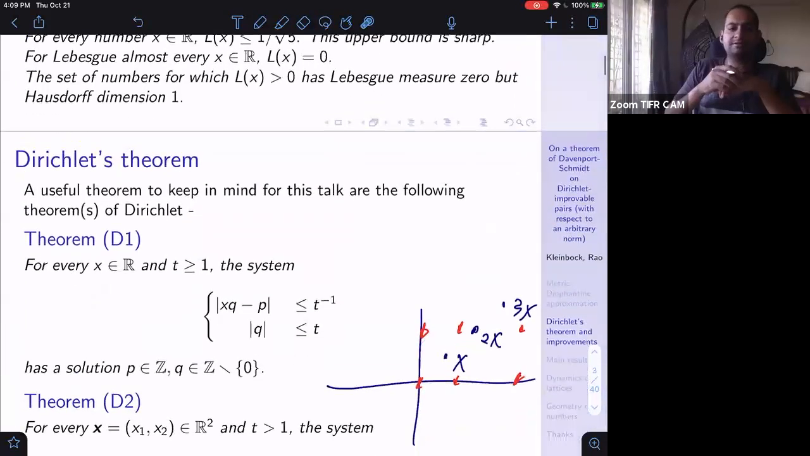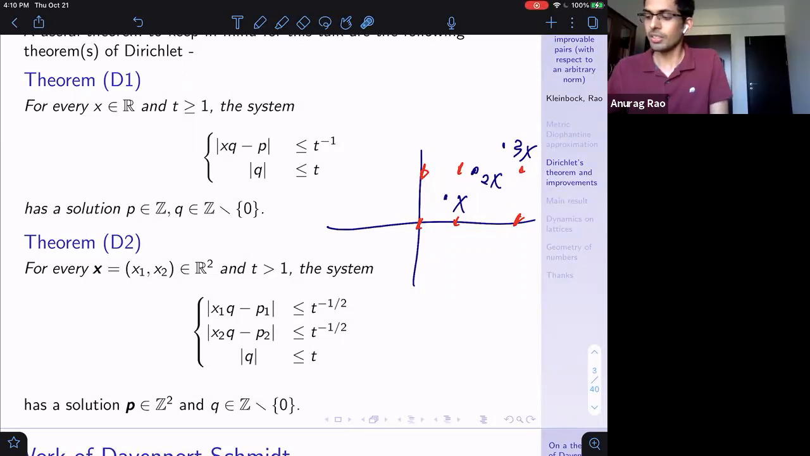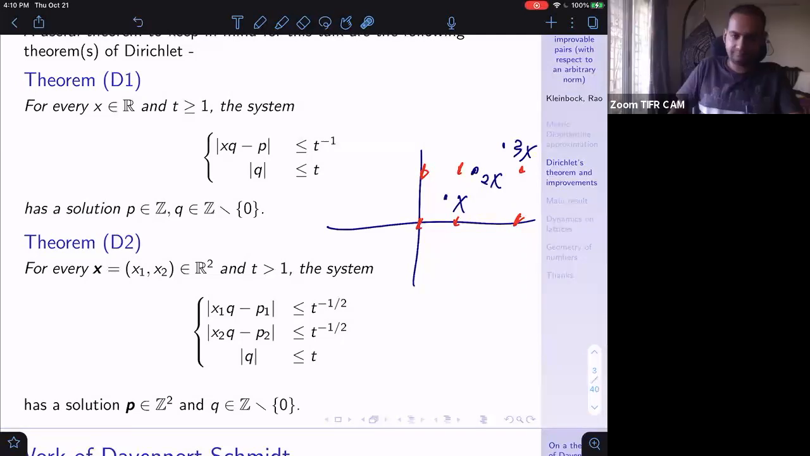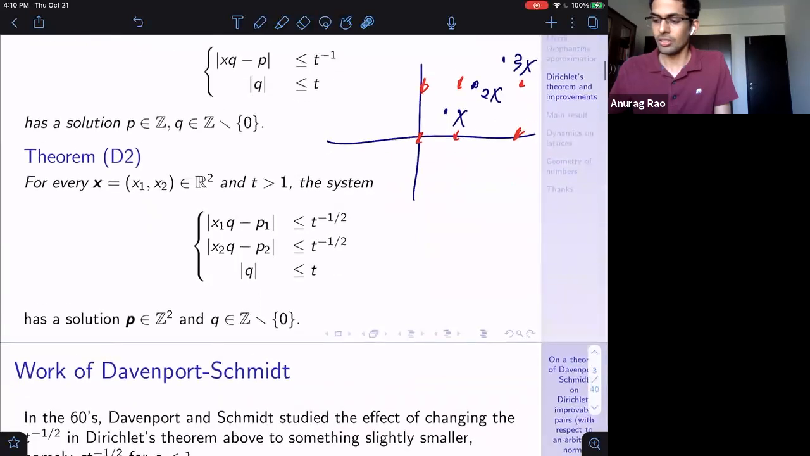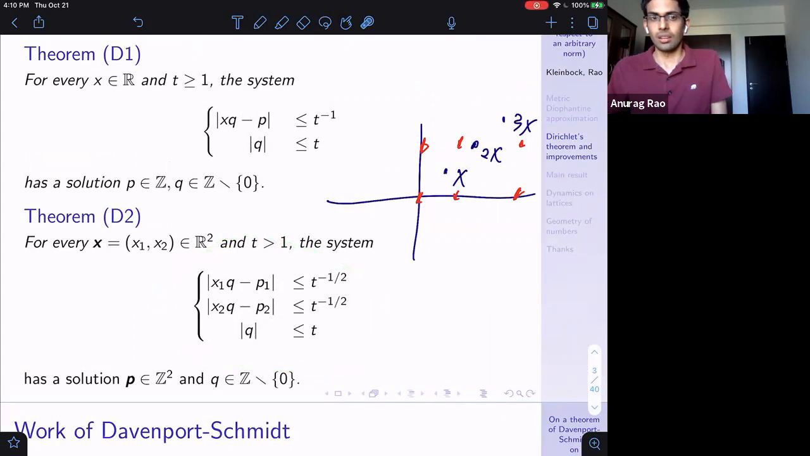Right, and the second theorem is sort of a higher dimensional generalization of the same thing. So can I think of it as you are trying to approximate two irrationals simultaneously? Is that how I should think of it, or should I think about it as the way you were describing it, approximation by lattice points? So right now, just think of it as simultaneous approximation. All right. Okay. So essentially, this is what we're going to focus on in the talk. This theorem D2.